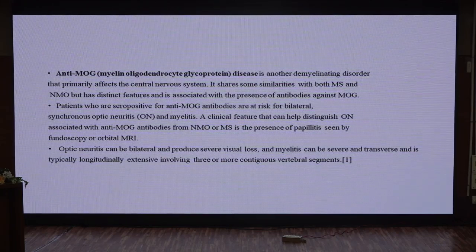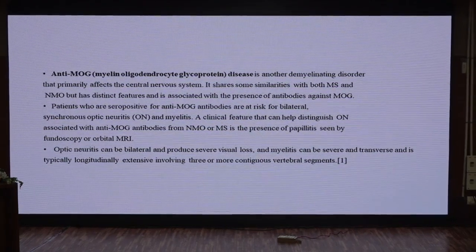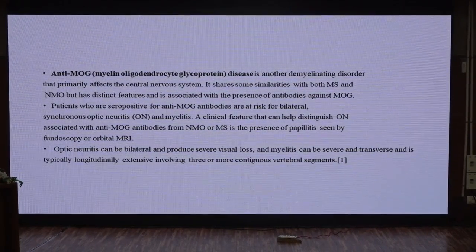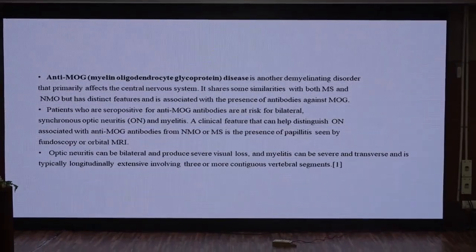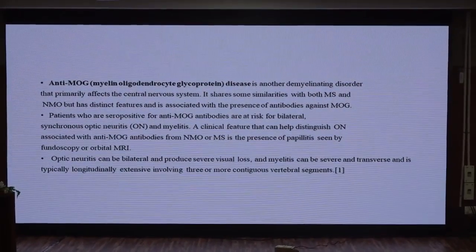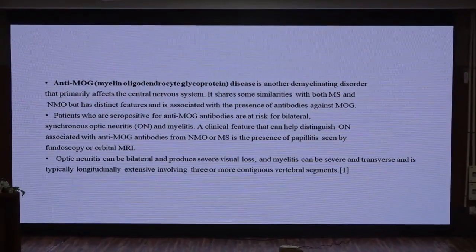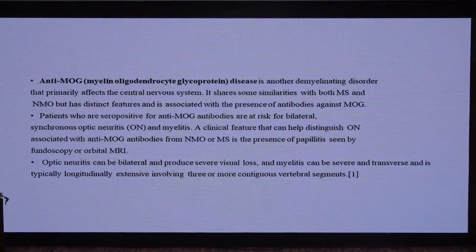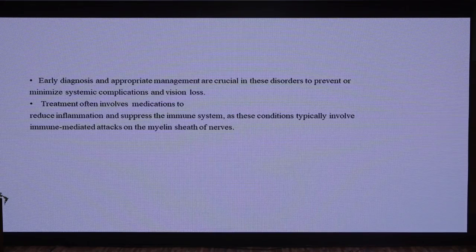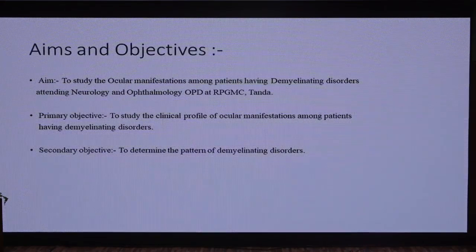Anti-MOG disease, that is anti-myelin oligodendrocyte glycoprotein disease, is another demyelinating disorder. Patients who are seropositive for anti-MOG disease are at risk for bilateral synchronous optic neuritis and myelitis. Optic neuritis can be bilateral and produce severe visual loss, and myelitis can be severe and transverse. Early diagnosis and appropriate management are crucial to prevent systemic complications.